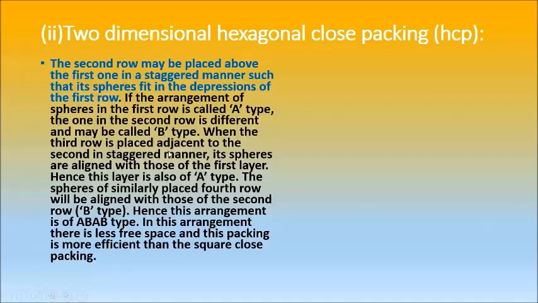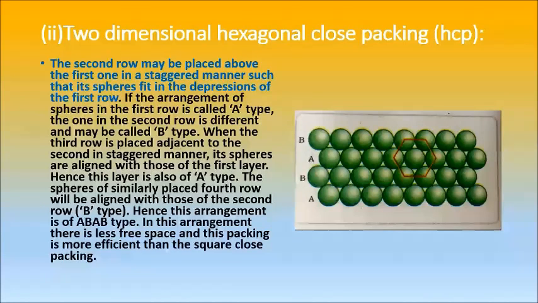When the third row is placed adjacent to the second in a staggered manner, the spheres are aligned with those of the first layer. Hence, the third layer is said to be A type. If it goes for the fourth row, it will be of B type. So this arrangement is of which type? AB type. In this arrangement, there is less free space. The space between them is very less. This packing is more efficient than the square close packing, because in square close packing, a little more gap is there between the spheres. So HCP is more efficient.